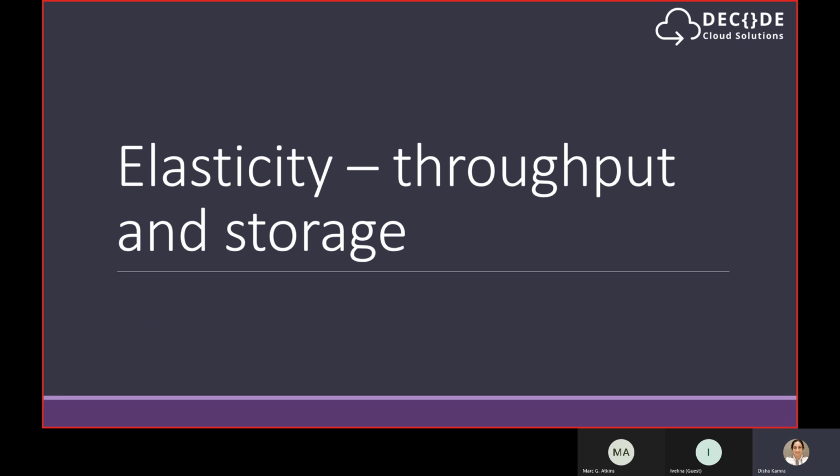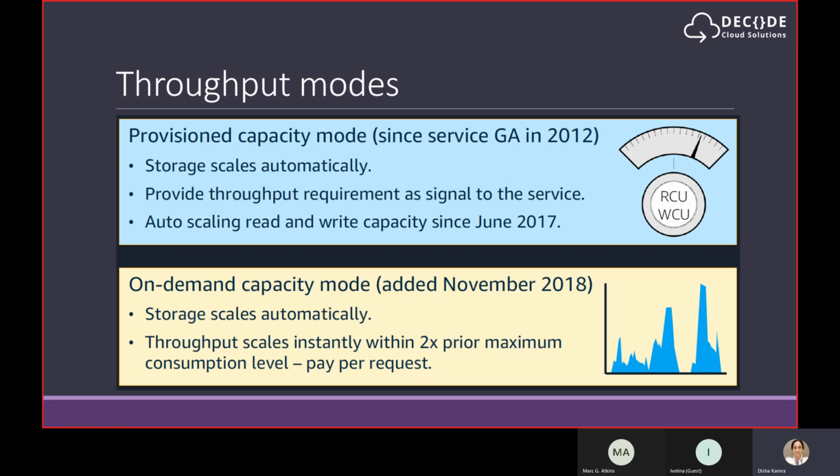First up, let's talk about the elasticity around scaling. It applies to both throughput and storage with DynamoDB. That's really the two fundamental ways that we measure your consumption of the service.